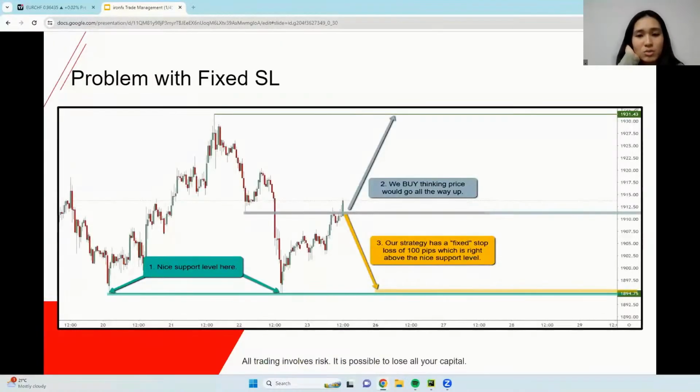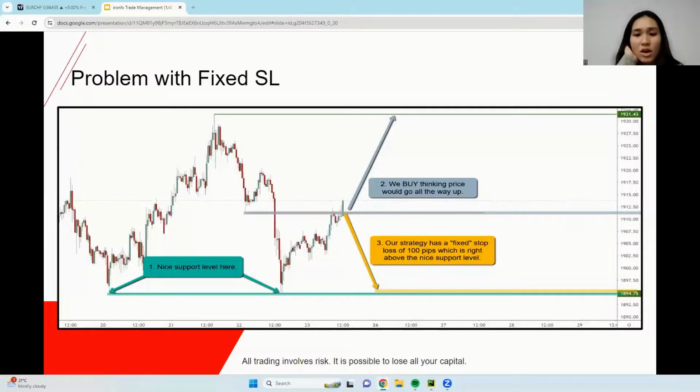So in this example, we are looking at why you shouldn't have a fixed stop loss. Here we have a support level with two swing lows in line with one another. You can see one swing low here and one swing low here, so this gives us a really nice support level. Price has bounced off of this support level, and we are expecting price to continue to rise to the swing high resistance over here.